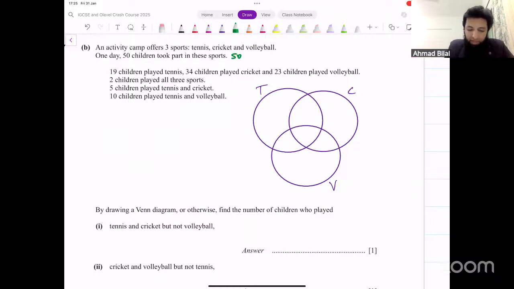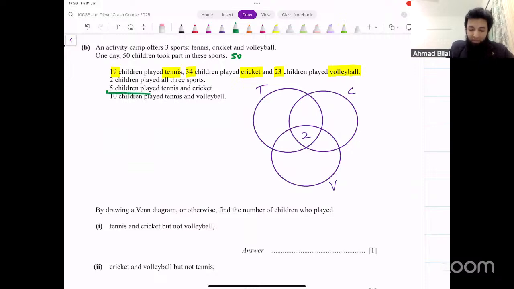Now 19 played tennis. So inside this circle, the total number has to be 19, but we cannot write that yet, because we don't know how that 19 is distributed among these regions. All right. 2 children played all 3 sports. That we can write down directly, because that is the intersection of all 3 circles. So the number exactly in the middle has to be 2.